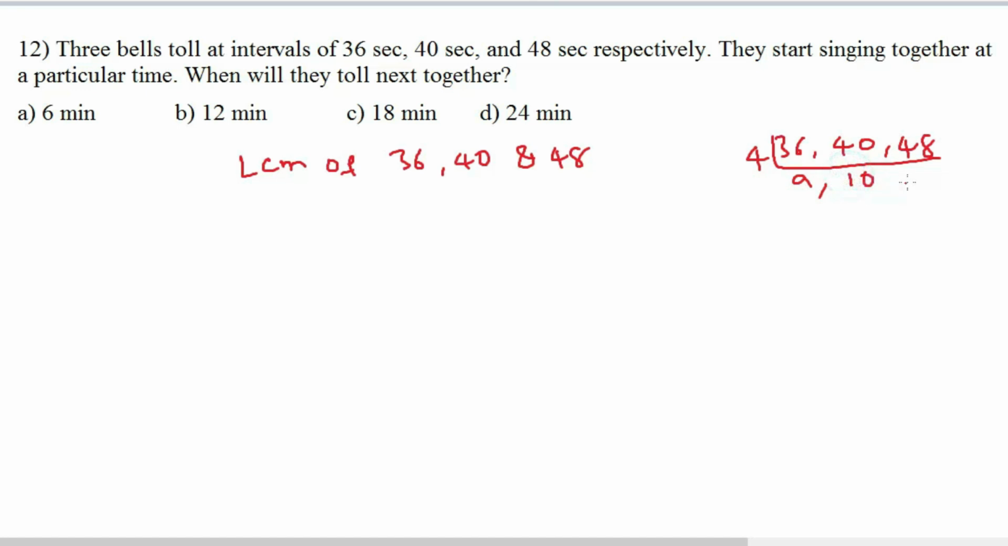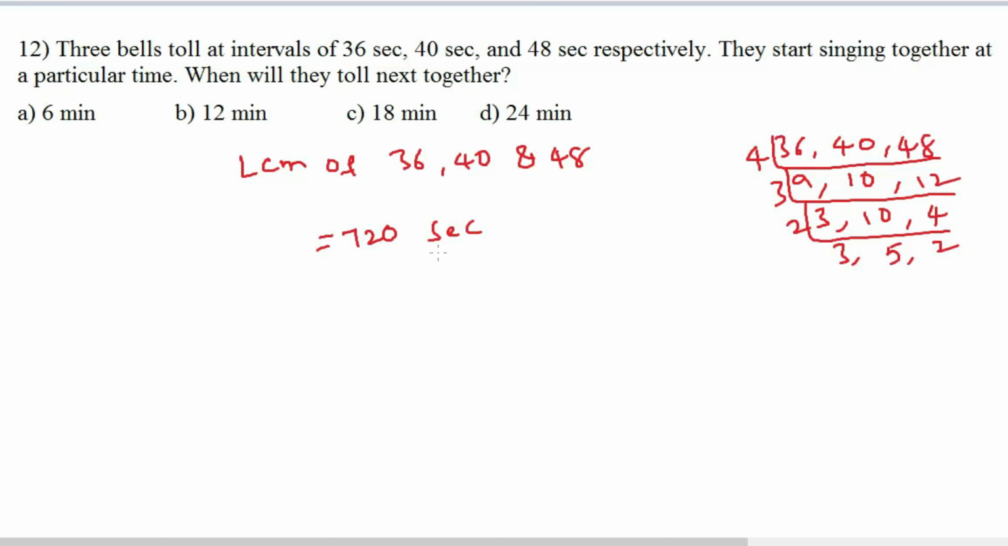4 9 times, 4 10 times, 4 12 times. 3 3 times, 10 is same, 3 4 times. 3 is same, 2 5 times, 2 2 times. 2 into 5 10, 10 into 3 30, 30 into 2 60, 60 into 3 180, 180 into 4 720, equal to 720 seconds.